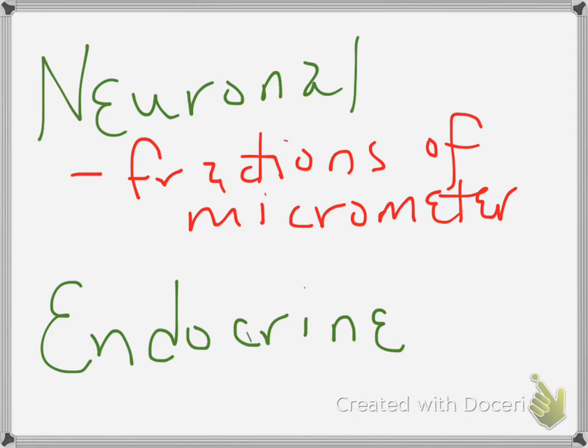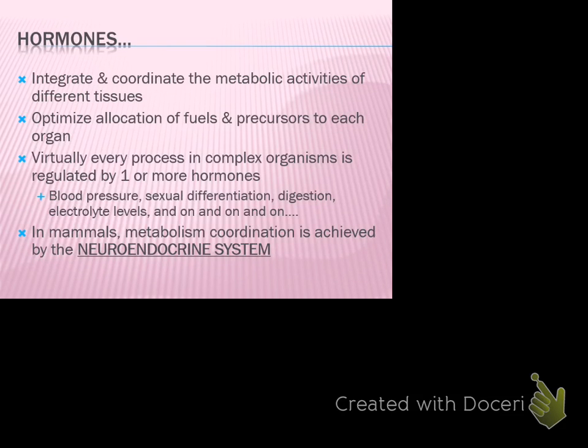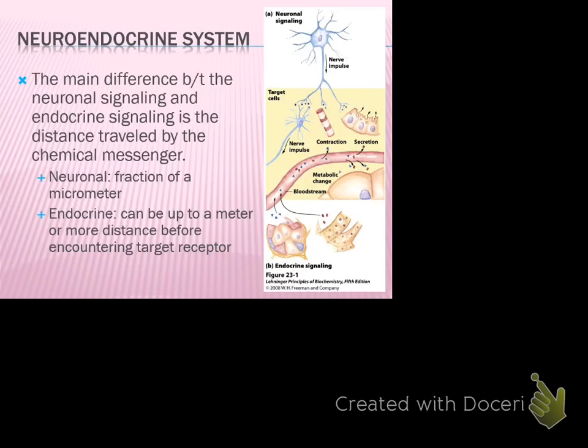Okay, so just in general, the main difference has to do with the distances traveled by the chemical messenger. Once again, as I mentioned, neuronal, we're talking about just fractions of a micrometer, whereas the endocrine can be very, very large distances. You can also think of the neuronal system like your telephone line, where it's just traveling, even as a fiber optic signal, whereas the endocrine would be more like the general Wi-Fi. It goes all over the place.